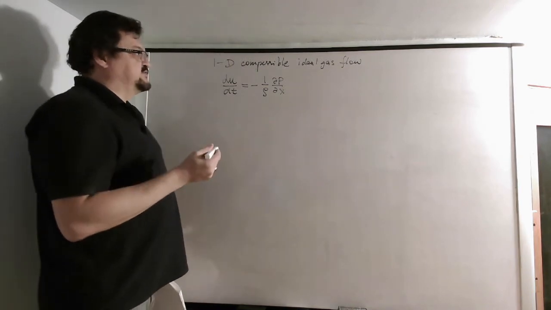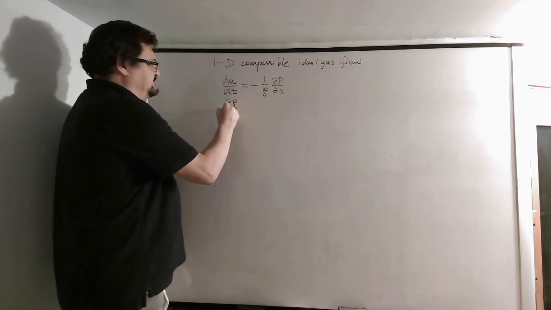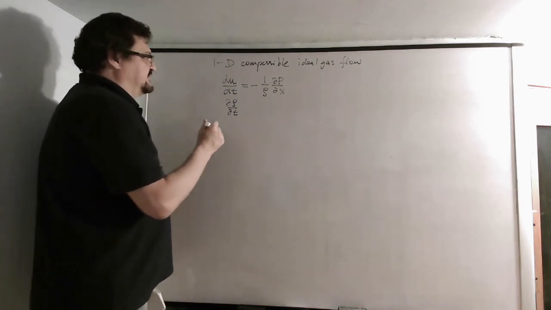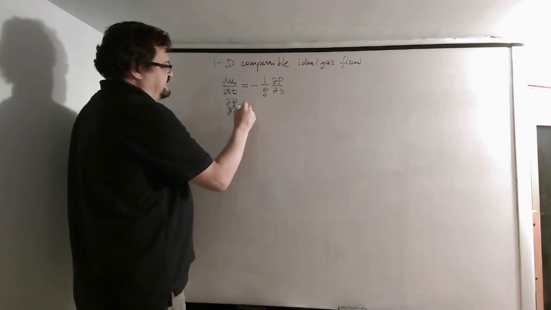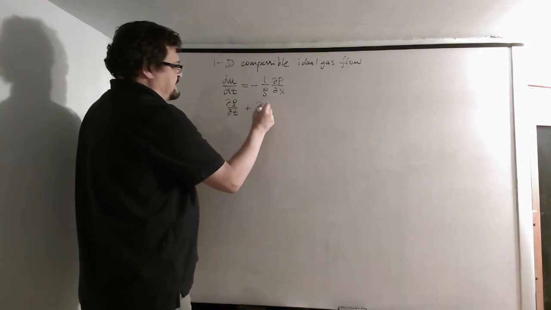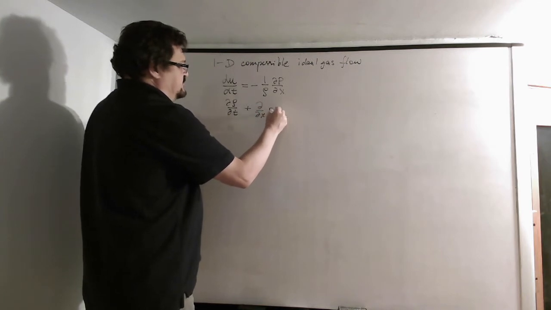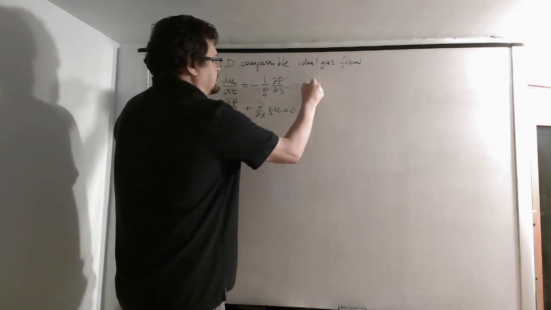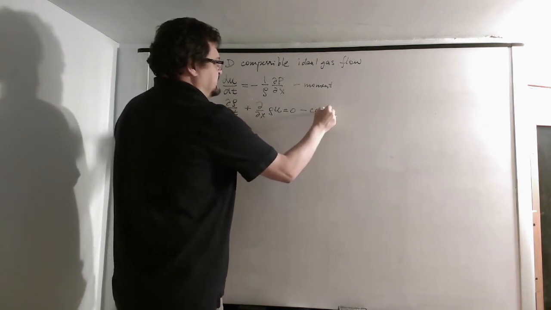Then we have a continuity equation, and I assume that you know those equations from your fluid dynamics class. It says d rho/dt plus the divergence of the mass flux, which is d/dx of rho u, equals zero. So this is the momentum equation, and this is the continuity equation.